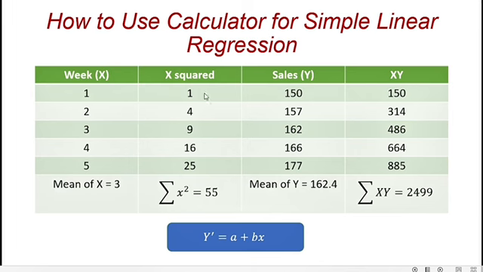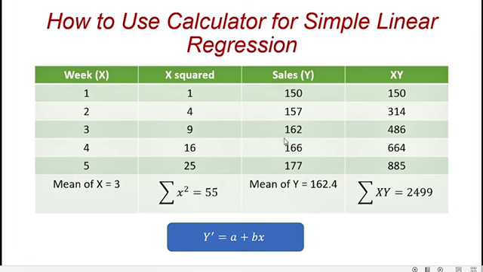When solving it manually, we need to draw a table and find some things. In our table, we have the weeks, which is the X. We first find the mean of X, which is 3. Then we square the X values, giving 1, 4, 9, 16, and 25. Then we sum it up, so the summation of X squared is 55.